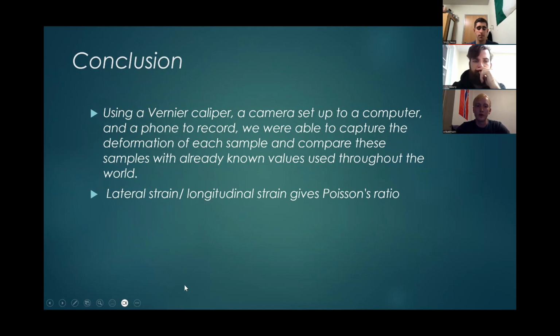So using the vernier caliper, a camera set up with the computer, and a phone to record, we're able to capture the deformation of each sample and compare the samples with already known values throughout the engineering community found in the pamphlets. Using the lateral strain and longitudinal strain, it gives us Poisson's ratio, which again shows a potential engineer what material to use and how it might deform under strain.